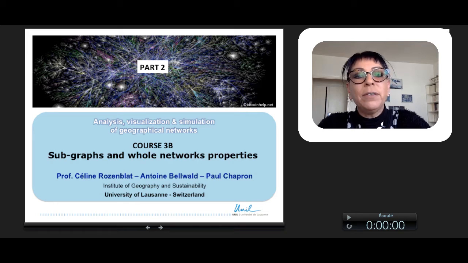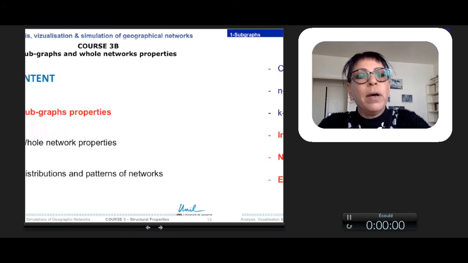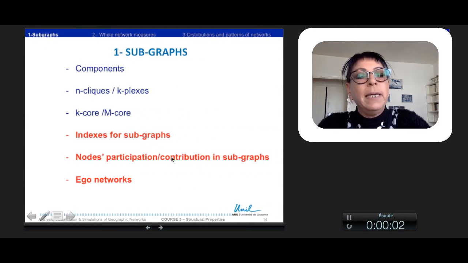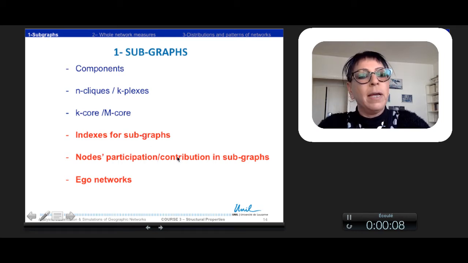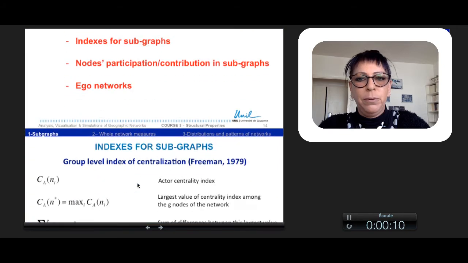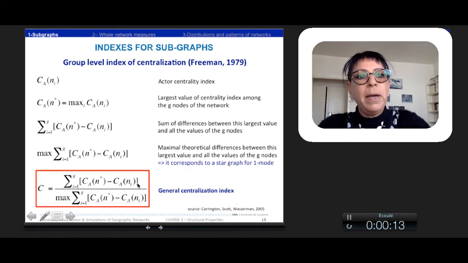After having defined the components, let's now see the properties of the subgraphs. So we will see properties and indexes of subgraphs, the nodes' participation, contribution to subgraphs, and a special case of ego networks. Freeman proposed a general approach for any kind of centralization at the group level.